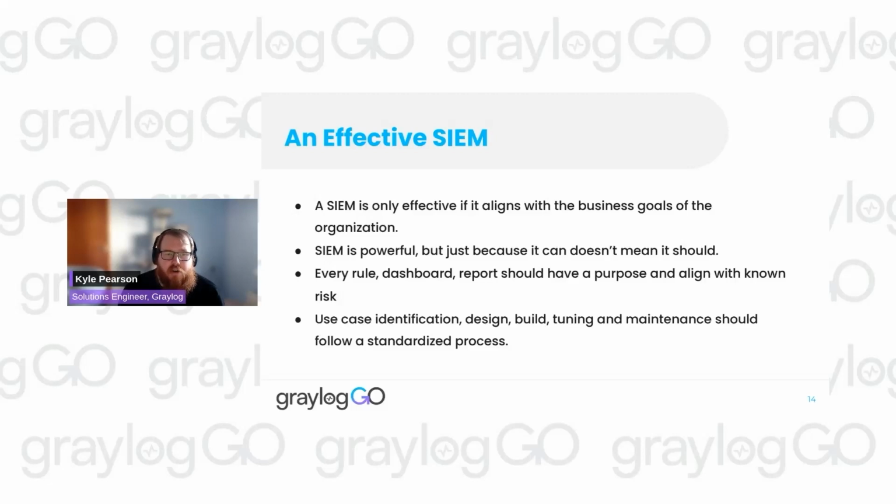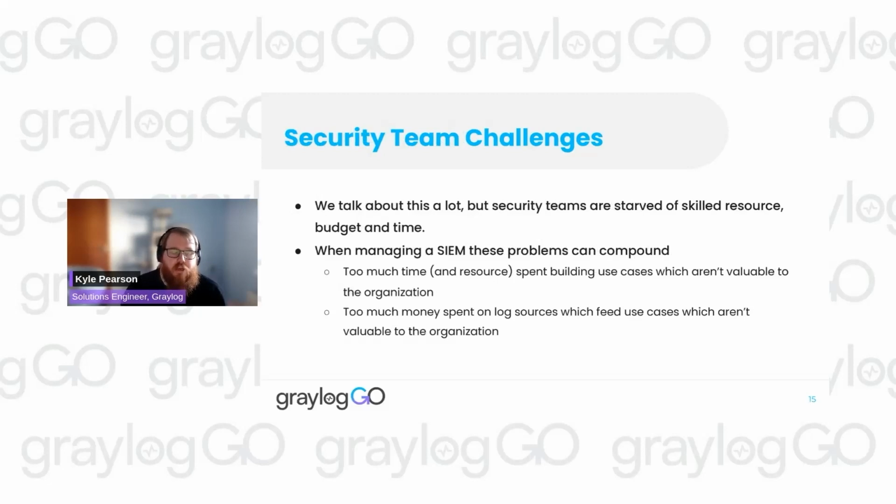And the biggest part of that is what we really want to talk about today, and that is use case identification, design, build, tuning, and maintenance. So what we want to have is a standardized process to build these, which is going to make your SIM much more effective, much easier to justify, and help build a lower total cost of ownership overall, because you're going to be spending less time maintaining use cases that aren't necessarily useful.